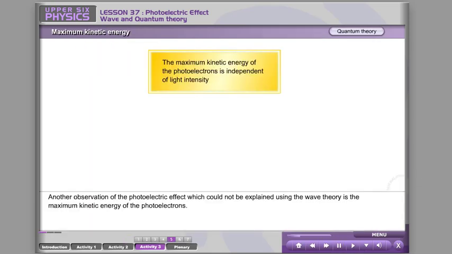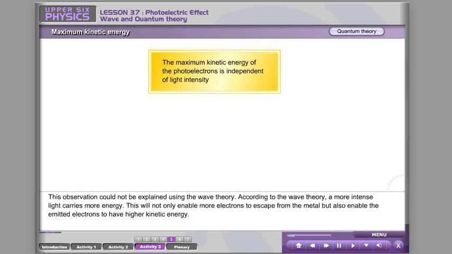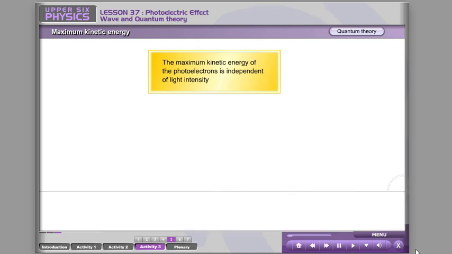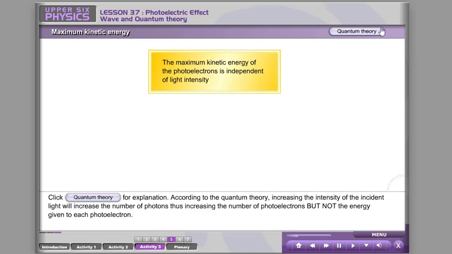Another observation of the photoelectric effect which could not be explained using the wave theory is the maximum kinetic energy of the photoelectrons. This observation could not be explained using the wave theory. According to the wave theory, a more intense light carries more energy. This will not only enable more electrons to escape from the metal, but also enable the emitted electrons to have higher kinetic energy. Click the quantum theory button for explanation.